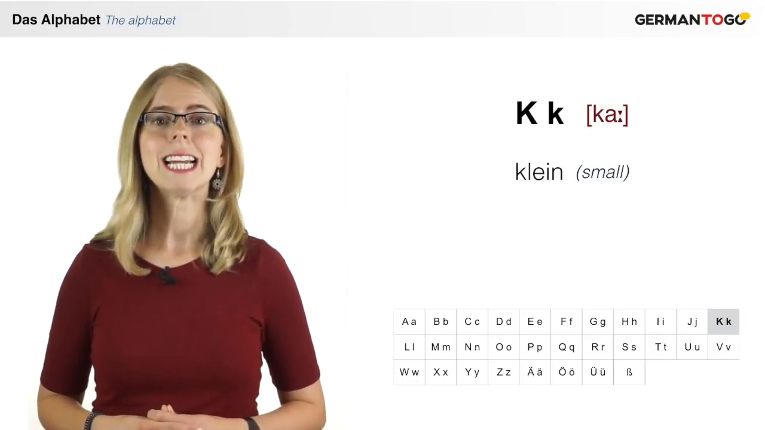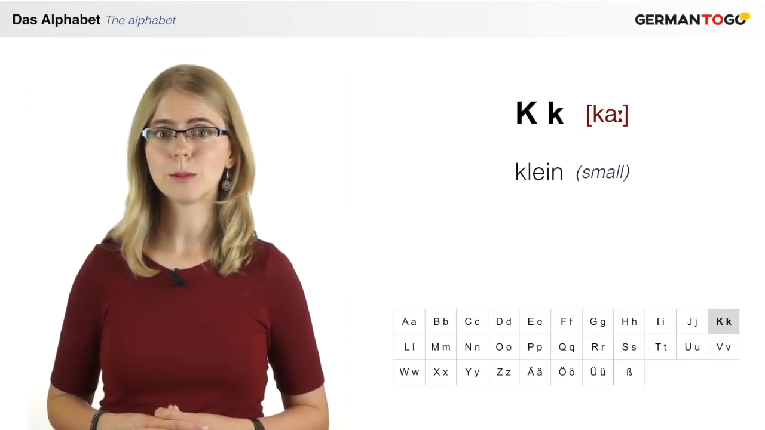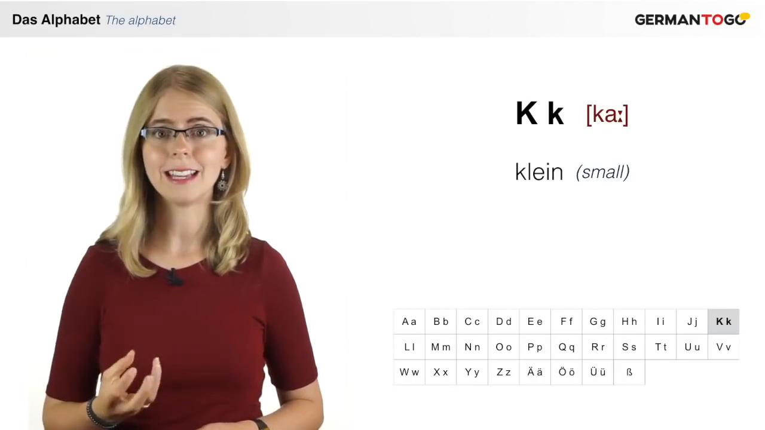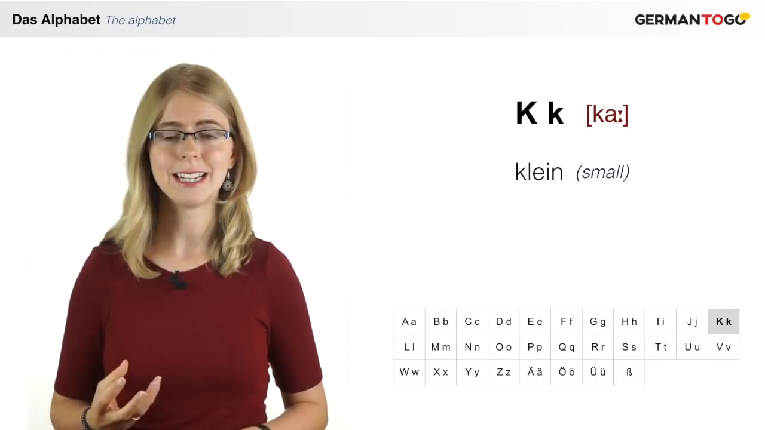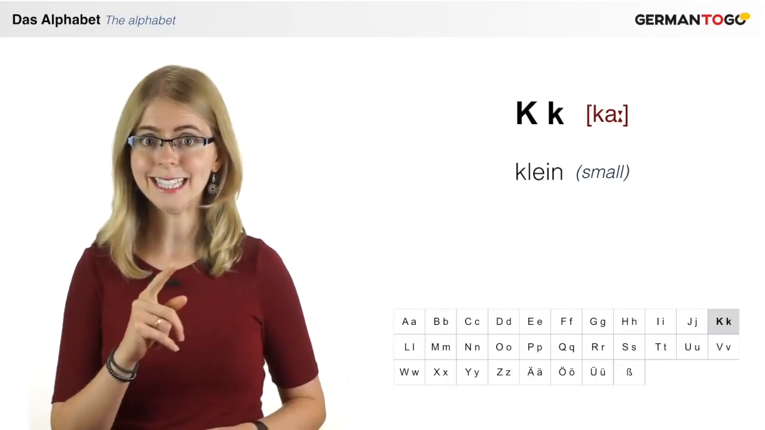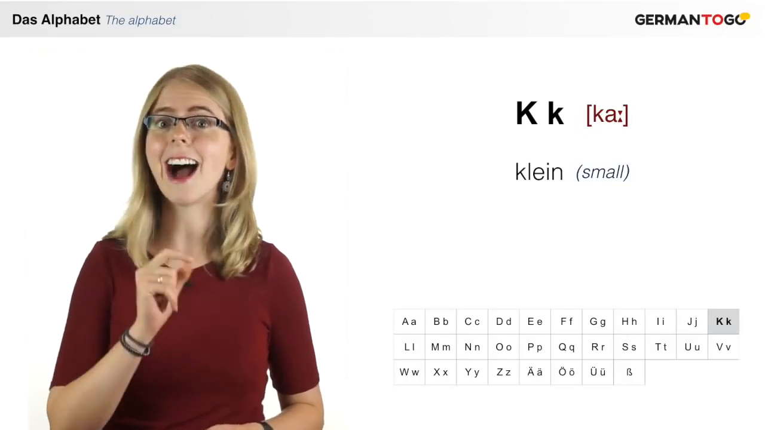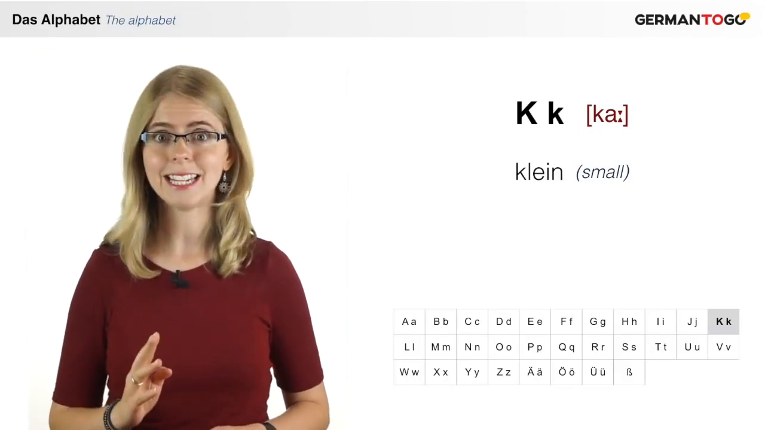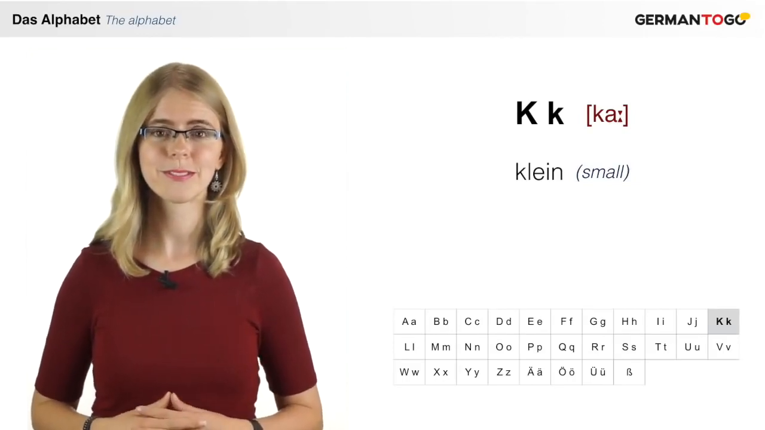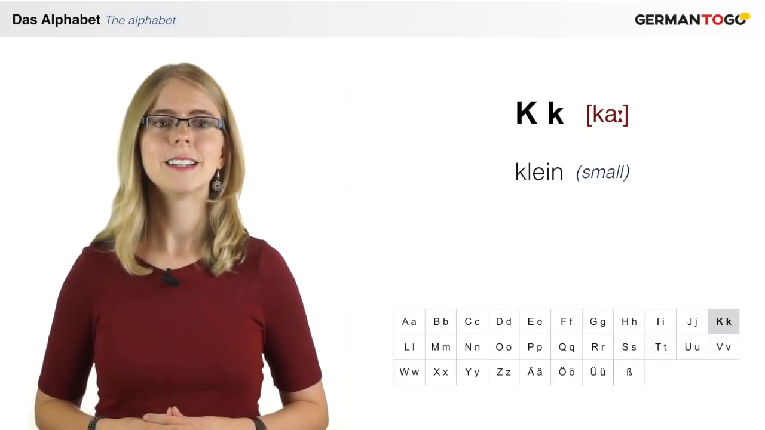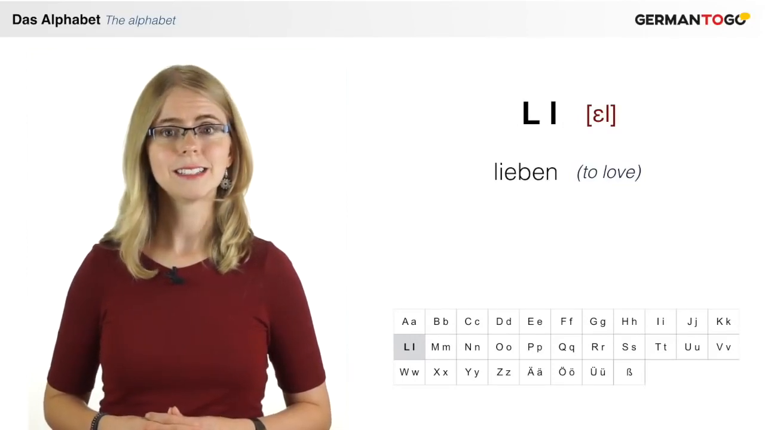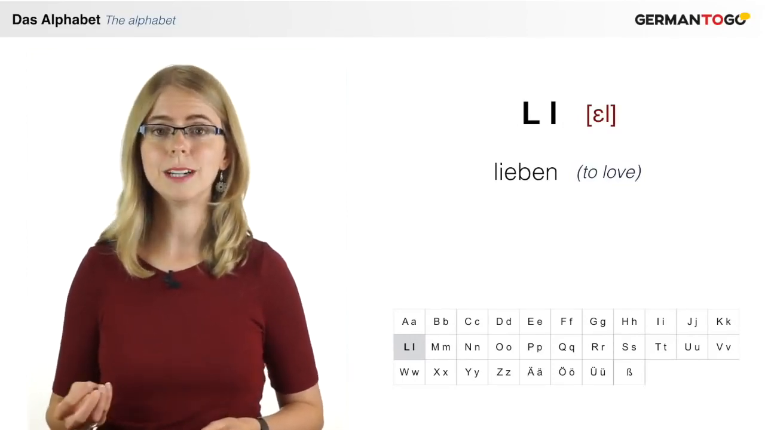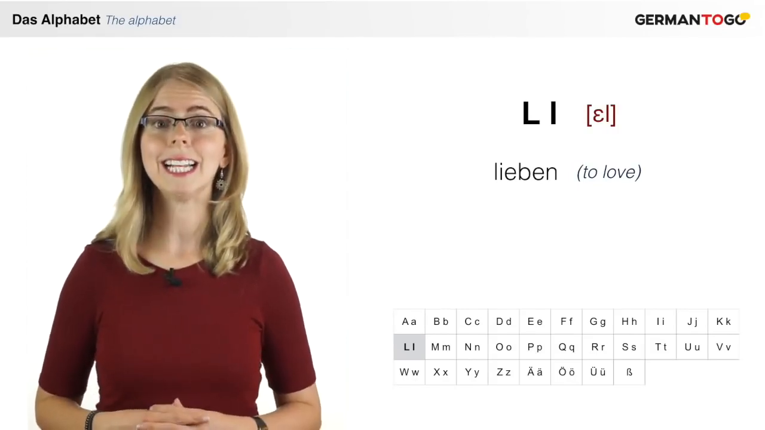K, klein. Here we have the letter combination EI, which is an I sound. Klein. IE is E and EI is I. Okay, so it's K, klein. Good. L, lieben. Here we've got this IE, lieben. L, lieben.